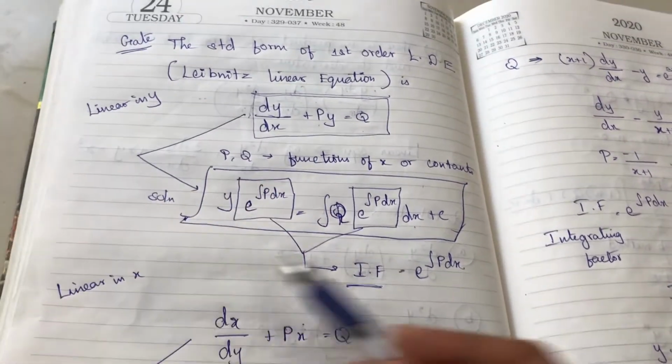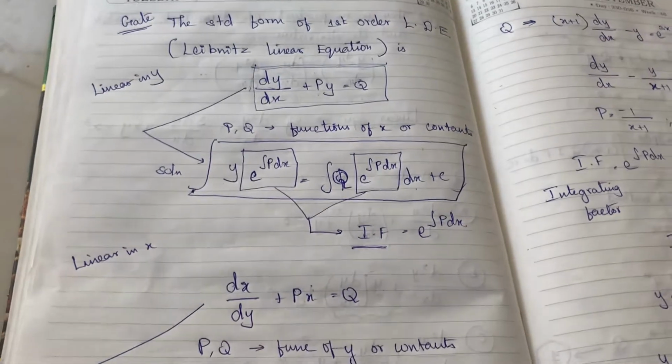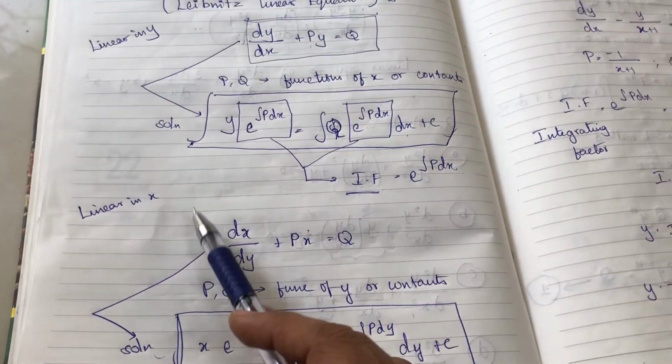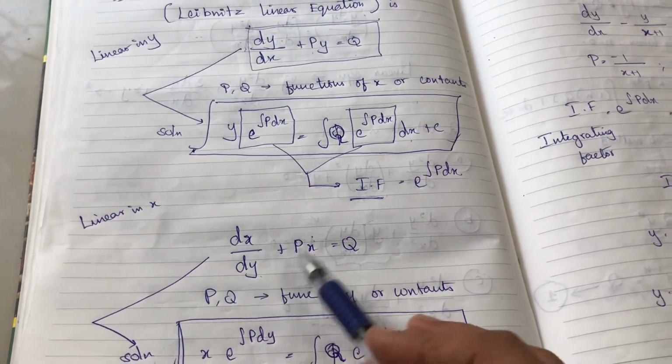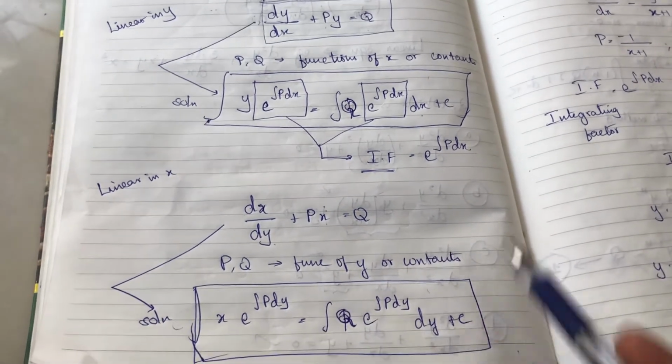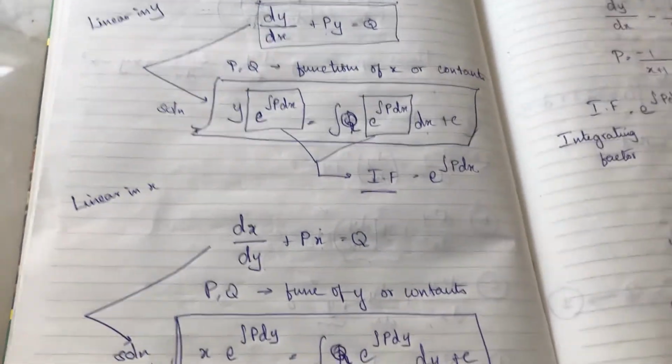These things are for linear in y. For linear in x, just replace y with x and x with y with respect to each other, and you will get the answer. So let's see some sums here.